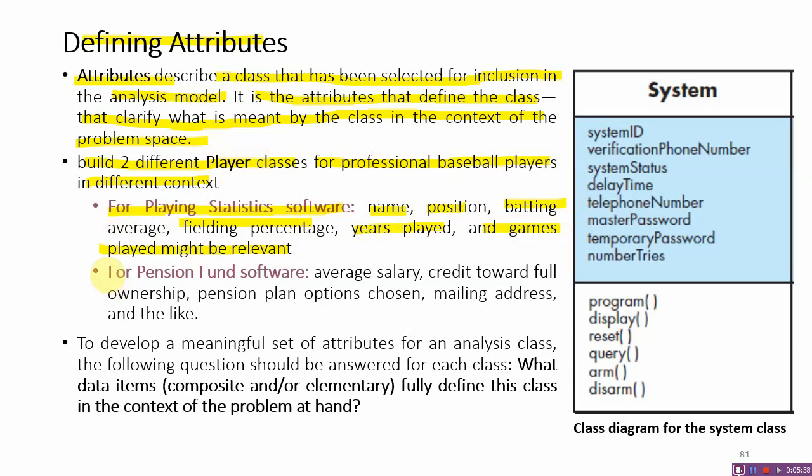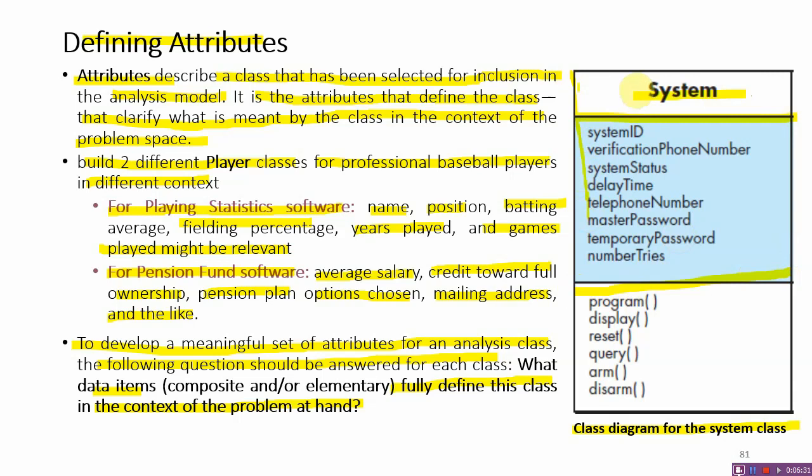For the same player class, if we are developing software for a pension fund, then the average salary, credit toward full ownership, pension plan options chosen, mailing address and other attributes define the player. To develop a meaningful set of attributes for an analysis class, the following question should be answered for each class: what data items fully define this class in the context of the problem at hand? For example, the class diagram for the system class is shown over here. This is a rectangle which has three different compartments.